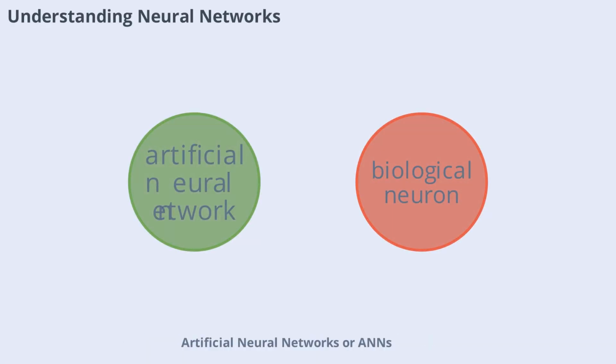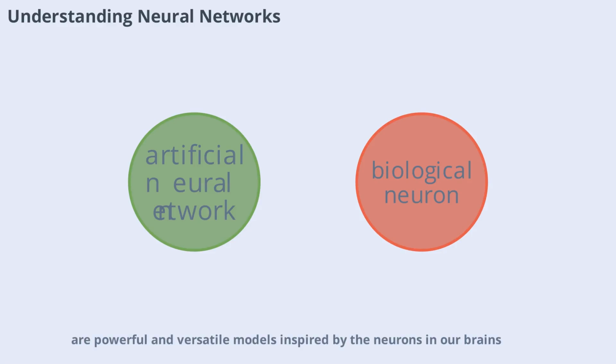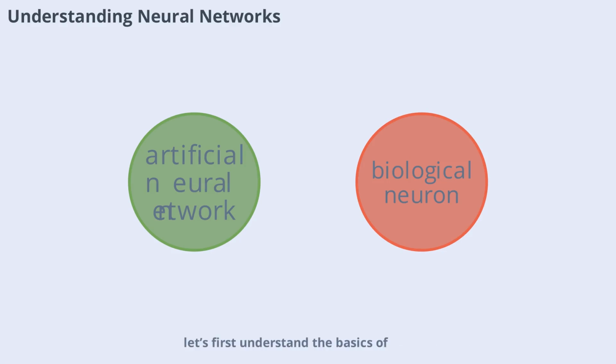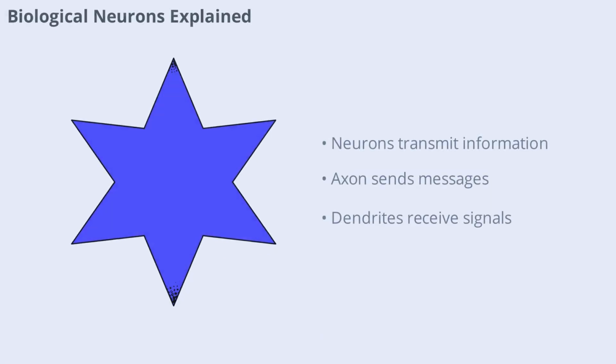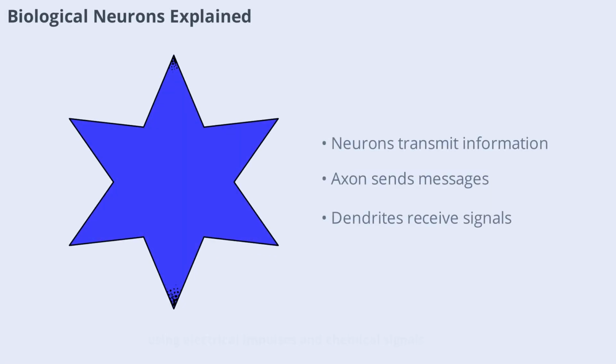Artificial neural networks, or ANNs, are powerful and versatile models inspired by the neurons in our brains. They're ideal for tackling complex machine learning problems, from classifying billions of images to recognizing hundreds of languages and even recommending videos to millions of users. Before we explore how computers mimic human neural networks, let's first understand the basics of biological neurons and how they communicate. Neurons are the messengers of the brain, using electrical impulses and chemical signals to transmit information between different areas.